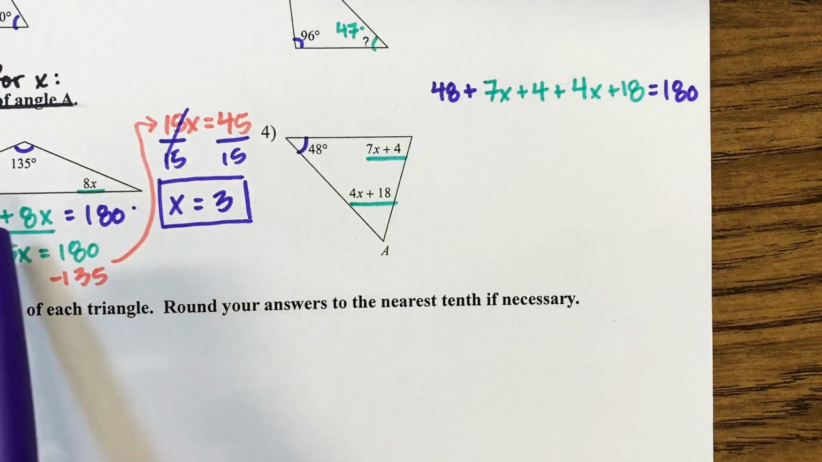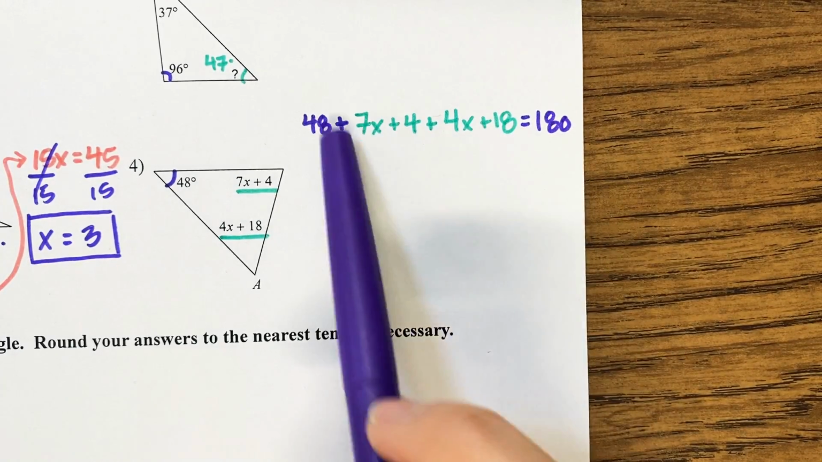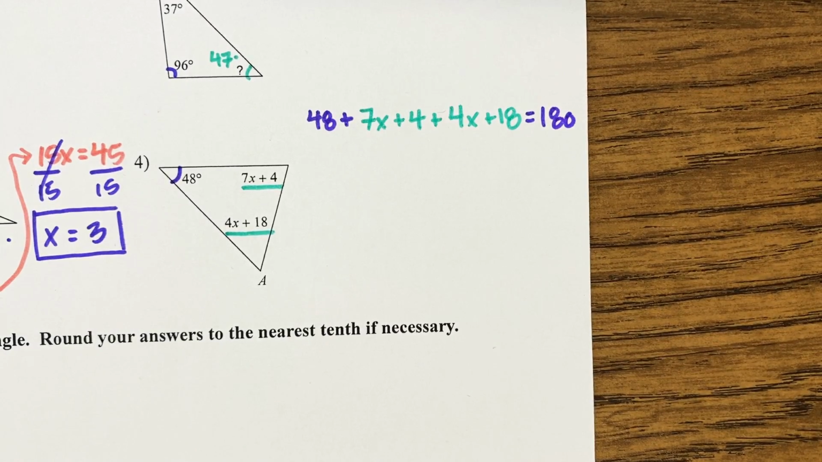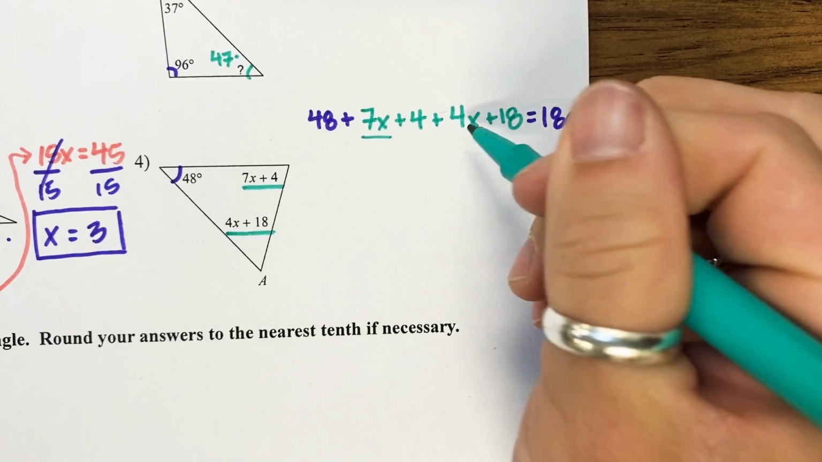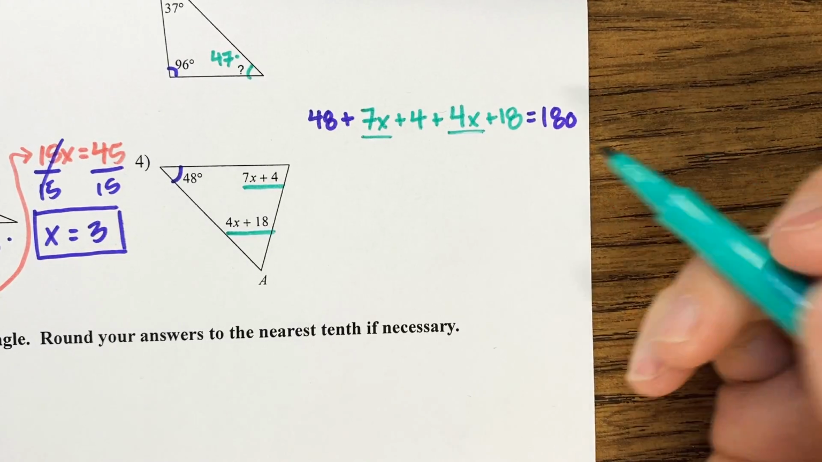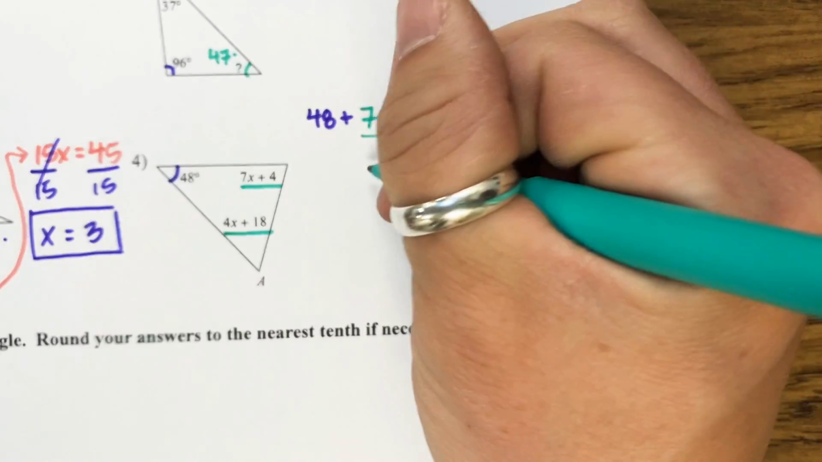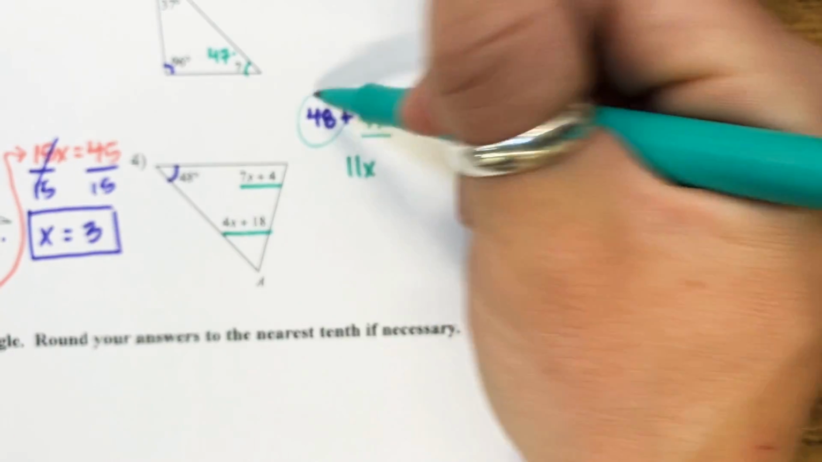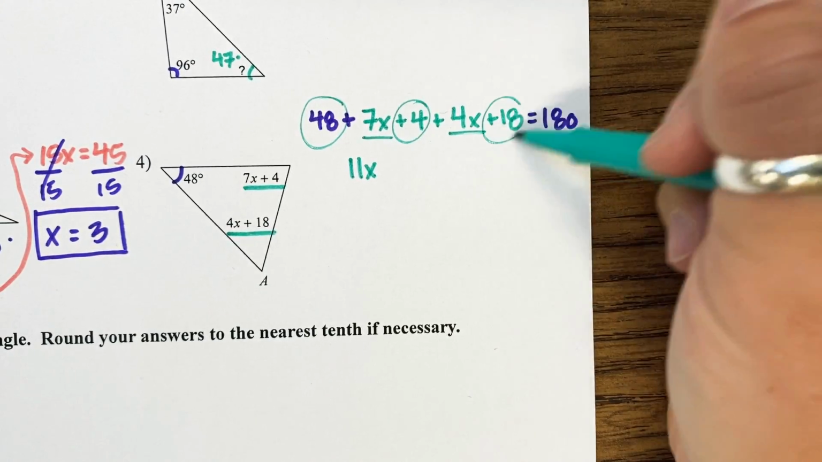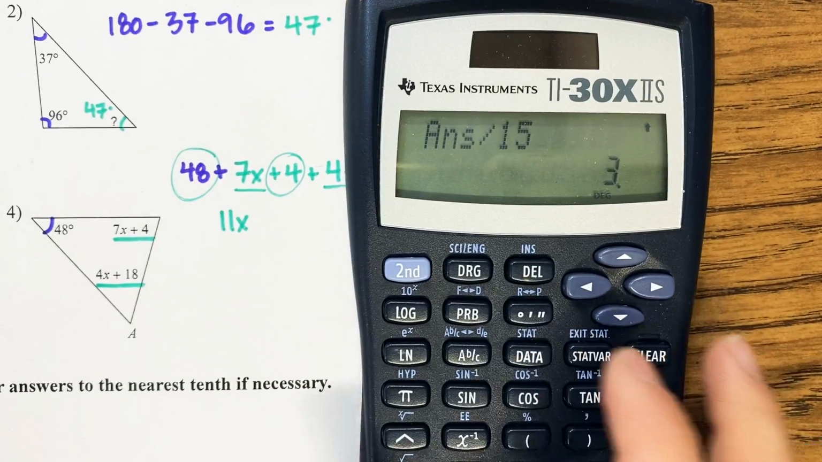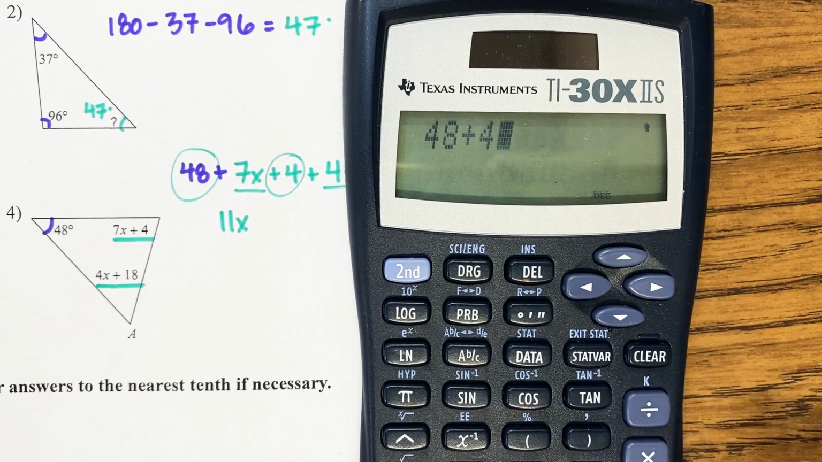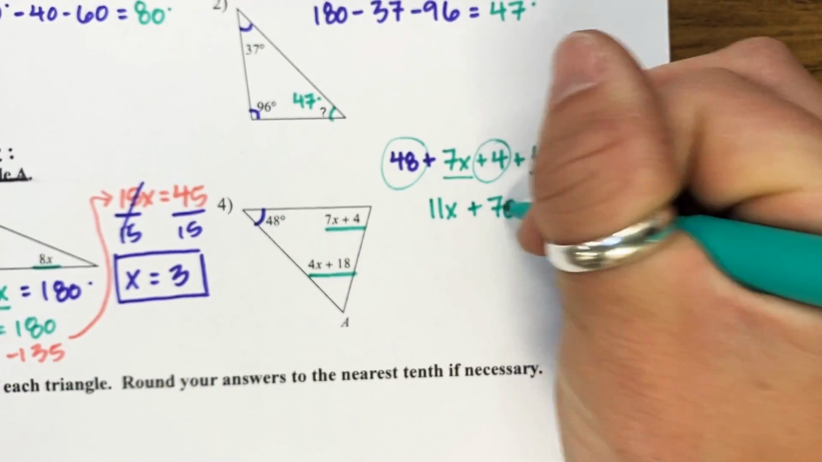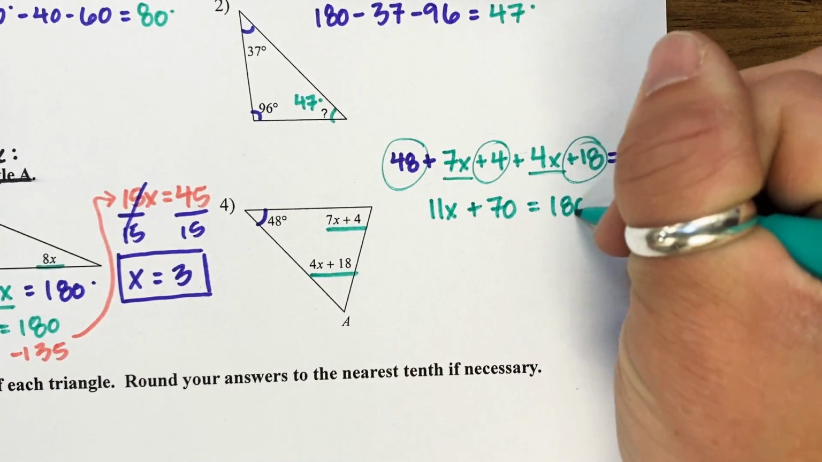Okay, so just like we did on number 3 where we had to combine like terms, we need to combine like terms on this side of my equal sign. So I see I have a 7x and a 4x that I can combine. 7x's plus 4x's are going to give me 11x's. Then I have just numbers, 48 plus 4 plus 18. We can combine all of those to give us 70. So 11x plus 70 equals 180.